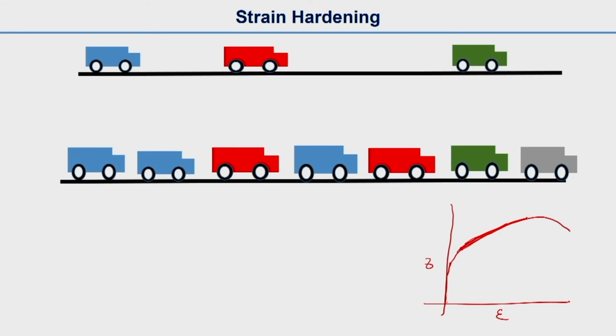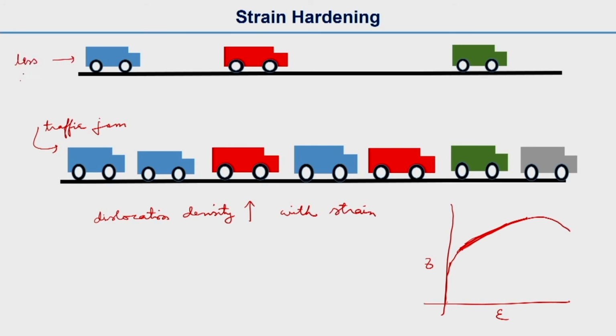With strain, with deformation, the dislocation density will increase. Dislocation density increases with deformation or with strain. So, what happens if the dislocation density increases? It's something like this. This is like a traffic jam kind of situation. In the earlier case, there was less traffic. The dislocation movement can be compared to vehicle movement on a road. In the first case, with less traffic, it is very easy for the cars to move. But in a traffic jam kind of situation, it's not very easy to move.